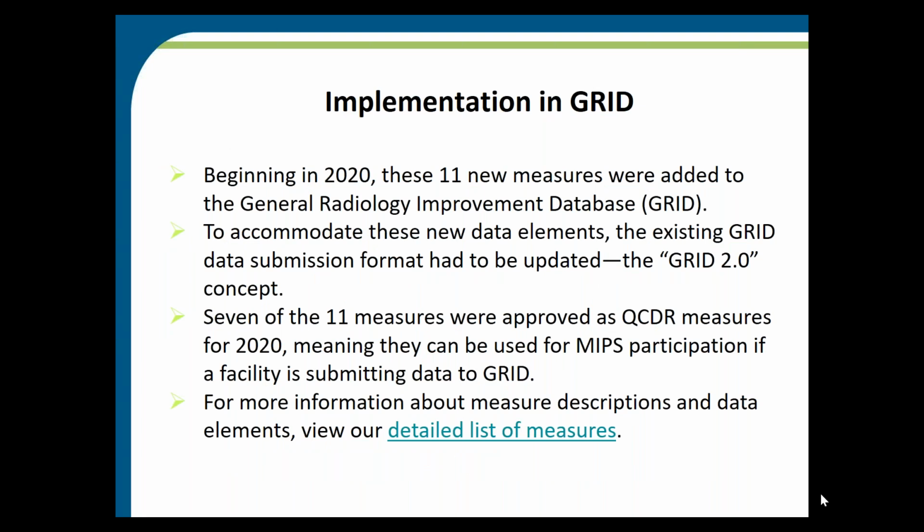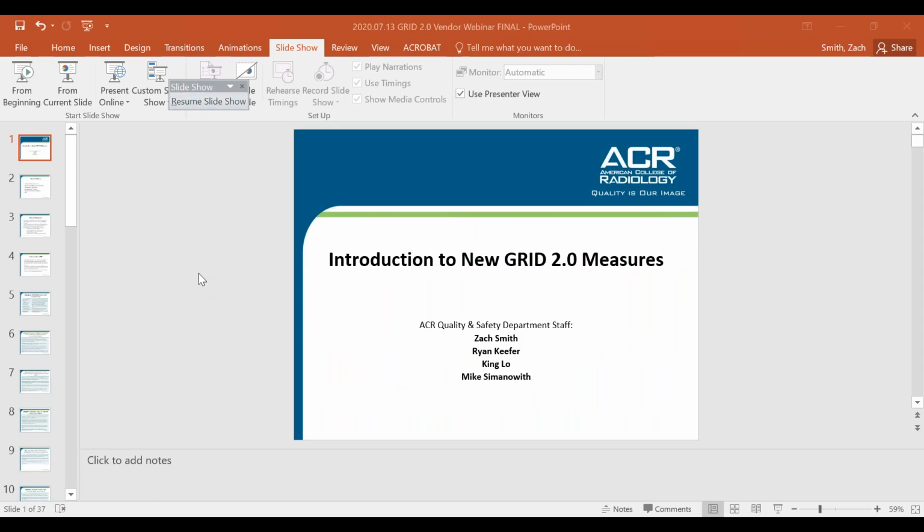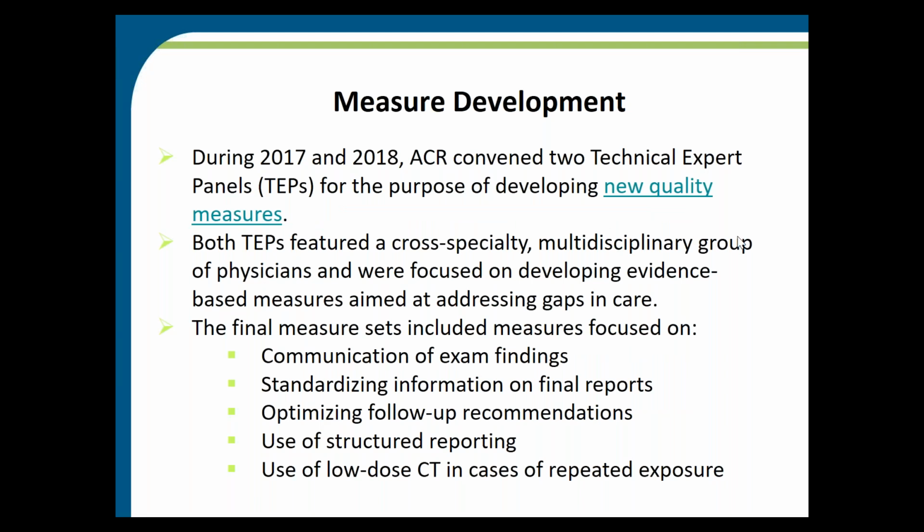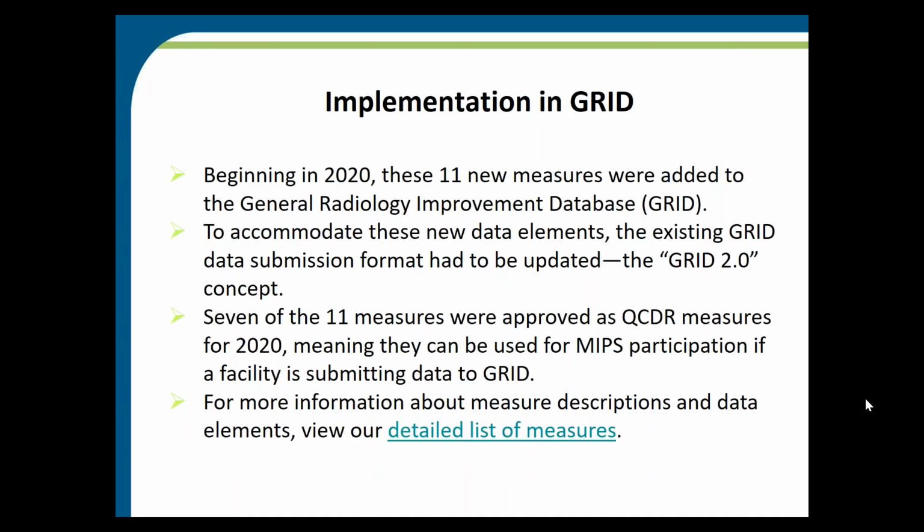And beginning in 2020, these 11 new measures were added to the GRID registry. So as of January of this year, they were available for reporting. Now we did have to change the data submission template a bit to accommodate these new measures. And when I go over the measures, I think you'll see what I mean. We have new data elements that we need to collect in order to calculate these measures. So we updated the data template, and this is where the GRID 2.0 concept comes from.